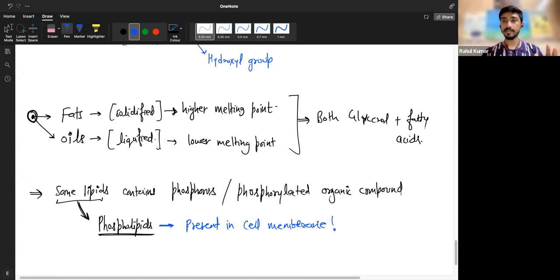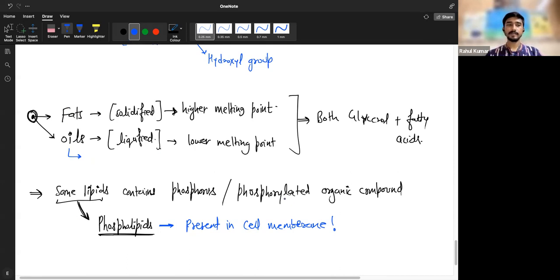That fluid mosaic model that we studied. Oils, the examples of oils. Also, let's keep writing some examples. Oils are, can you give me some examples of oils? Mustard oil, gingelly oil. Okay, fats: butter, ghee.